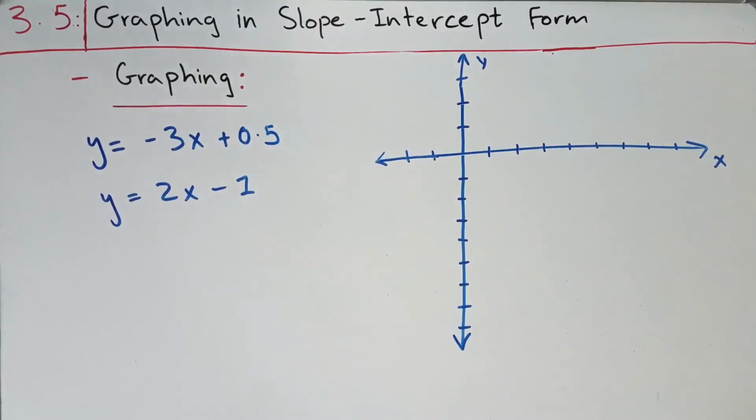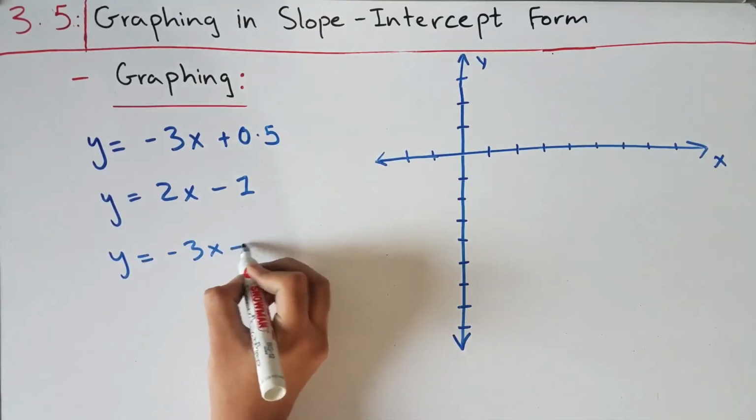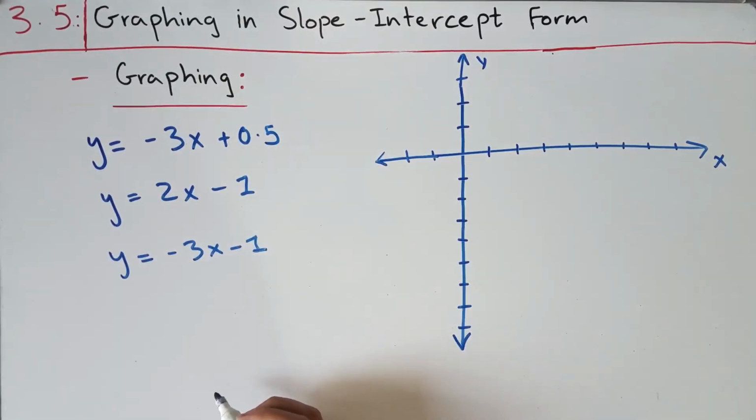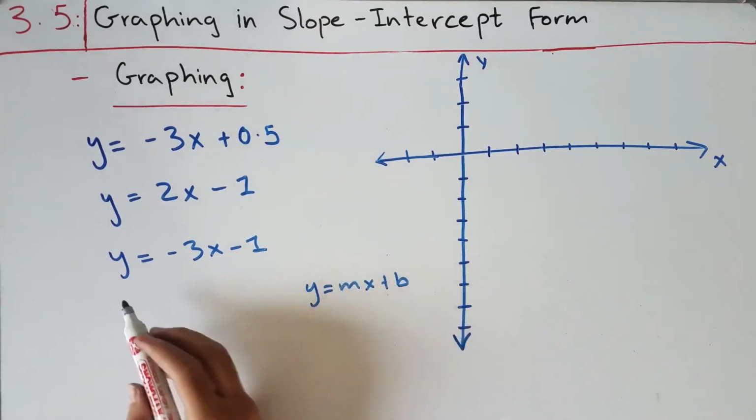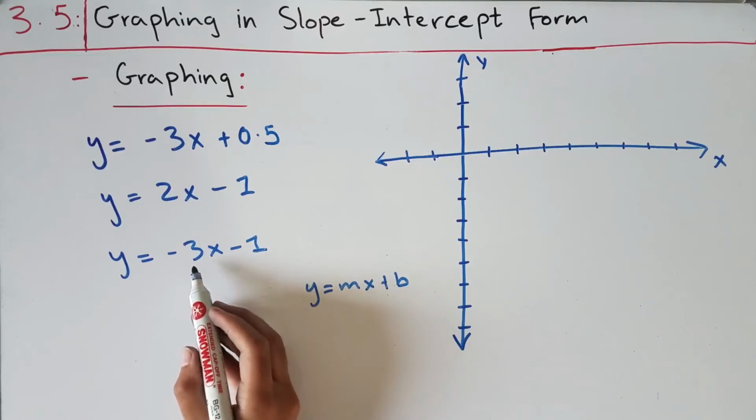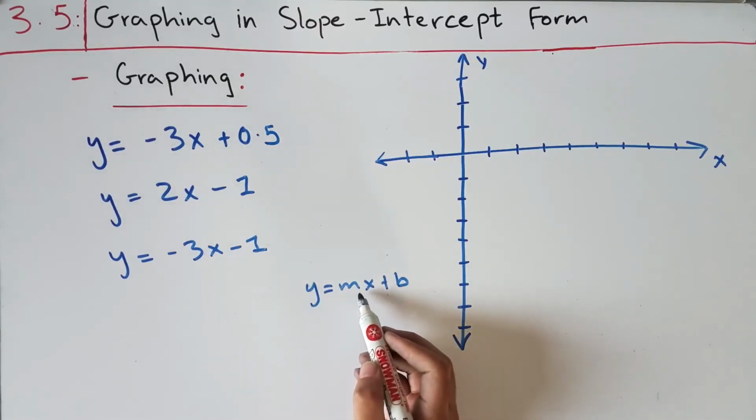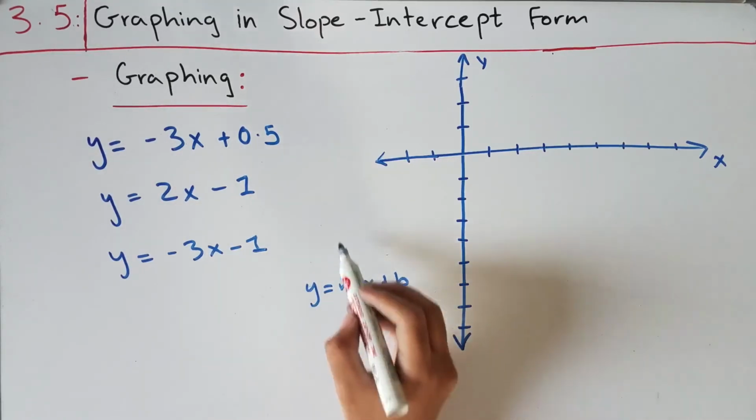Let's graph the equation y equals -3x minus 1. So right away you know that from the slope-intercept form, which is y equals mx plus b, our slope in this equation would be -3, as -3 is the m in the slope-intercept form, and our y-intercept would be at (0, -1).